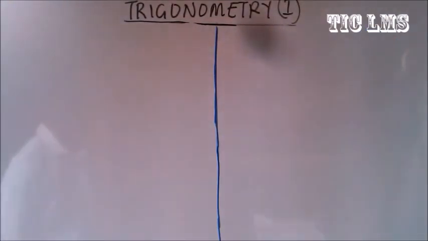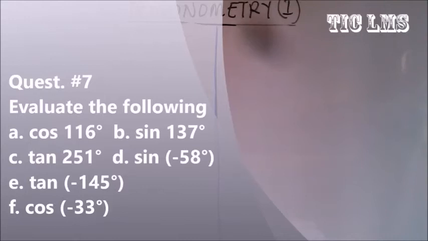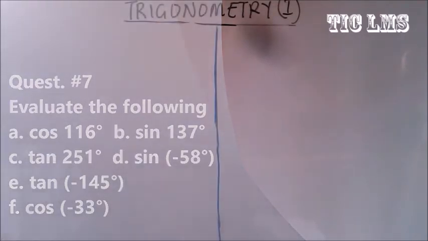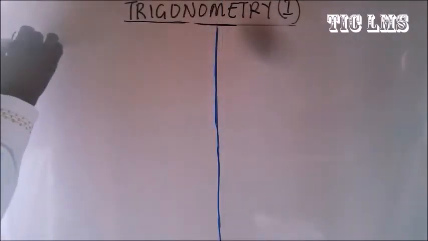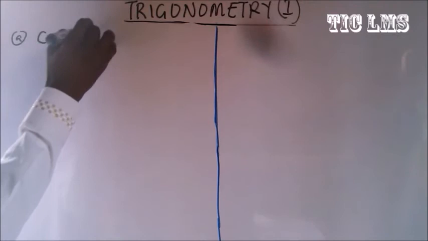Next question says, evaluate the following. A. Cos 116 degree. B. Sine 137 degree. C. Tan 251 degree. D. Sine minus 58 degree. E. Tan minus 145 degree. And F. Cos minus 33 degree. For the first one, we have to evaluate cos 116 degree.